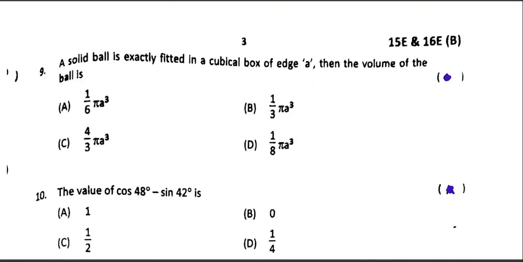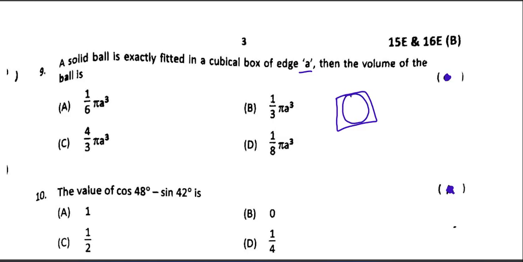Next, a solid ball exactly fitted in a cubical box of edge a, then the volume of the ball. Okay, so here a solid ball is exactly fitted in a cubical box. I'm taking one cube, and in this one a ball.